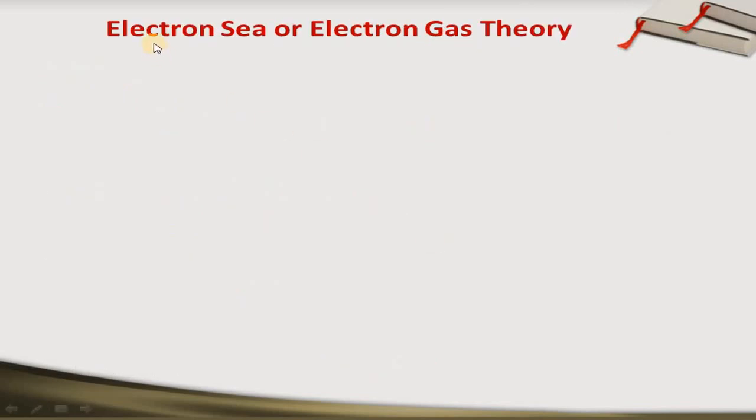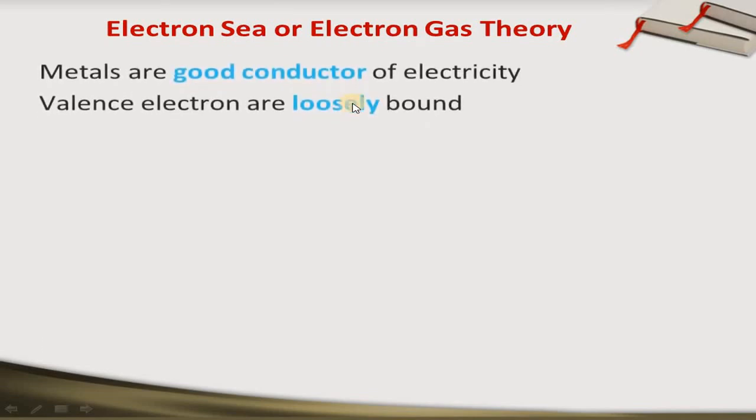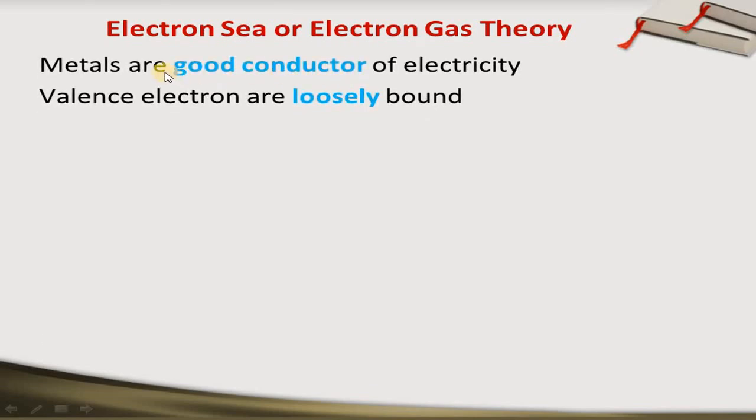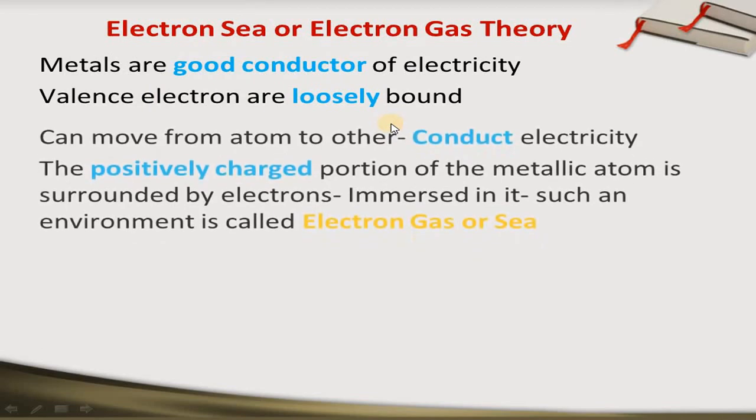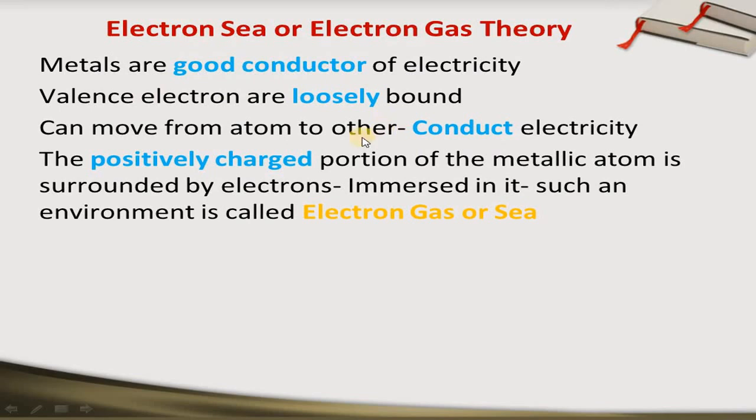Next we will discuss the electron sea or electron gas theory. As we are familiar, metals are good conductors of electricity. Why are they good conductors of electricity? This is basically because the valence electrons present in them are loosely bound. Due to this, they can move from one atom to the other, and due to this property, they can conduct electricity.